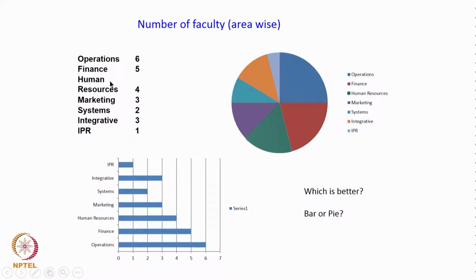Now, if we draw a horizontal bar chart, one would get a bar chart like this. This bar chart would tell that there are 6 people in the operations group, while there is 1 person in the intellectual property rights group and so on. Now, let us try to represent the same thing in the form of a pie chart. That is shown here, and along with the color coding, one can quickly understand that the 6 people in the operations group is the largest group, and then you get the next group and so on.